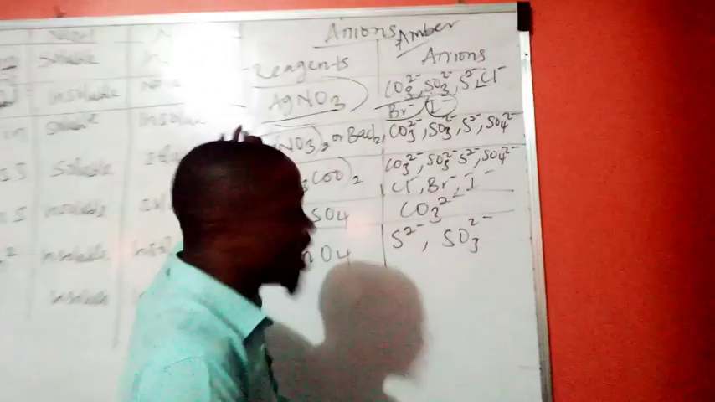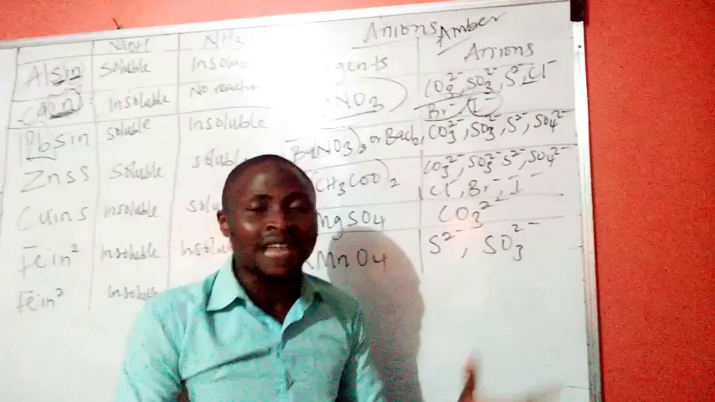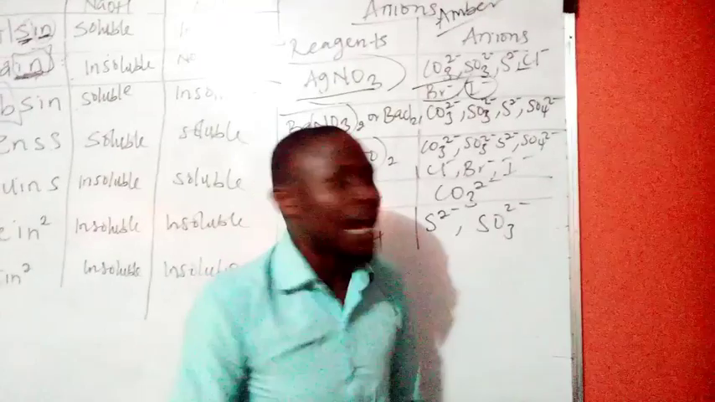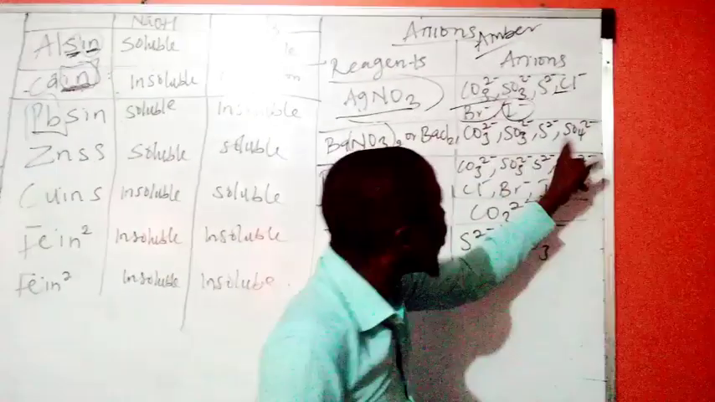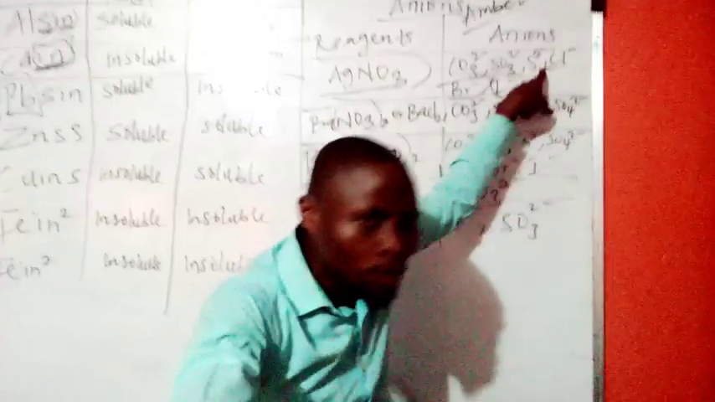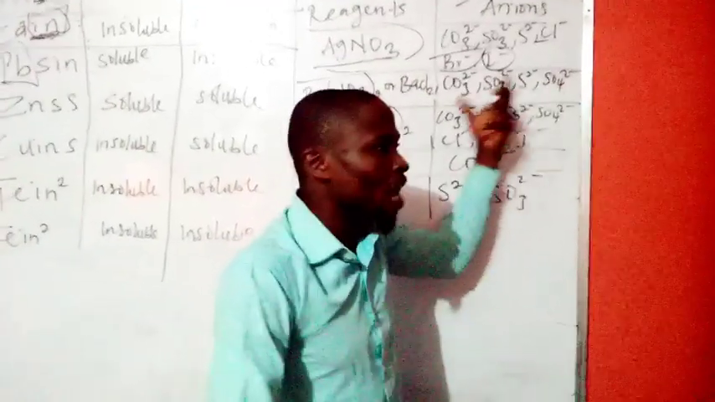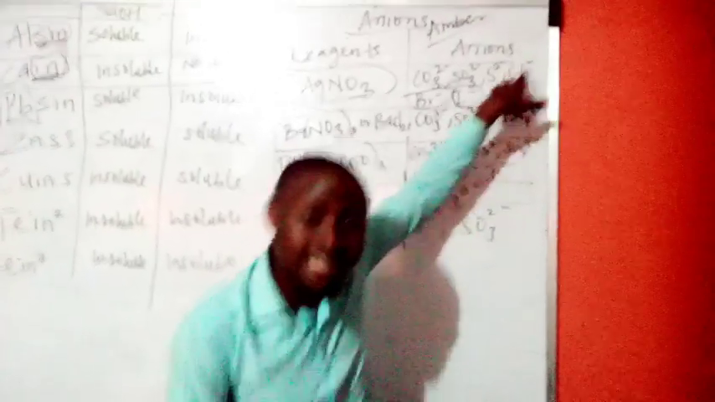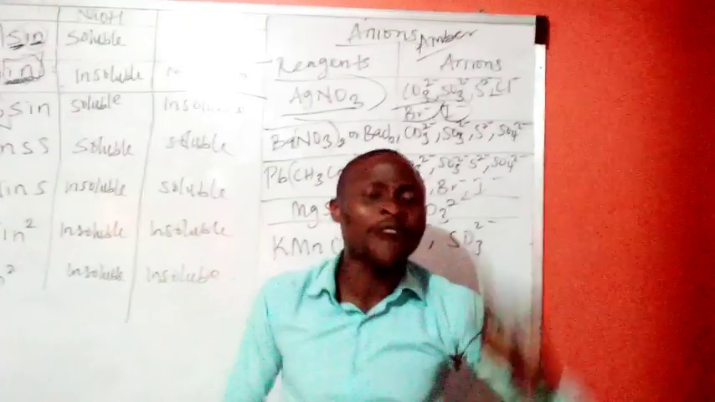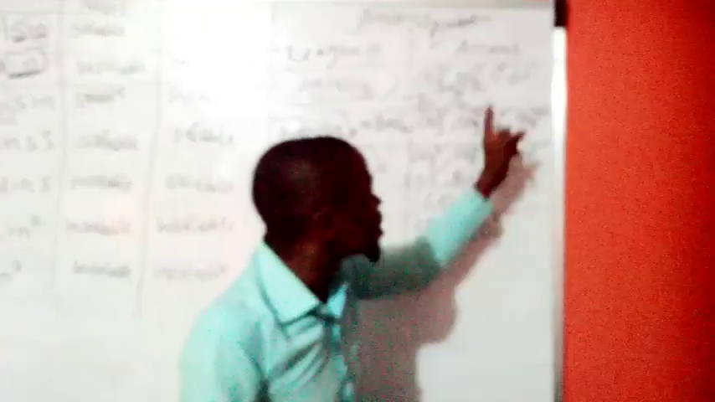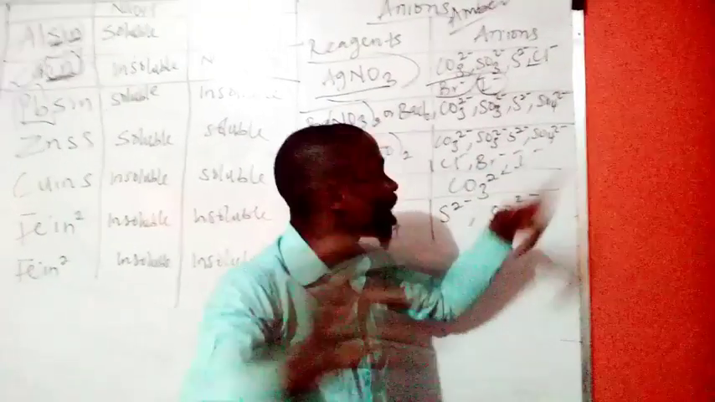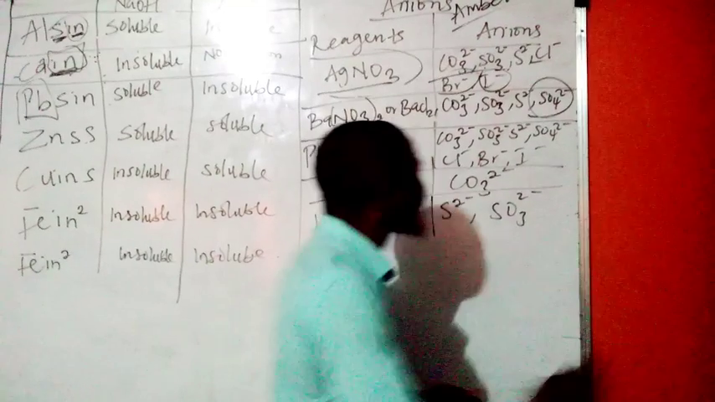Then we have barium nitrate or barium chloride. That is another precipitating agent for anions. We can use it for any of the listed above, excluding the halogens and including sulfates. We can use it to identify any of the anions that silver nitrate can identify, excluding what? Halogens, and including what? Including sulfates.